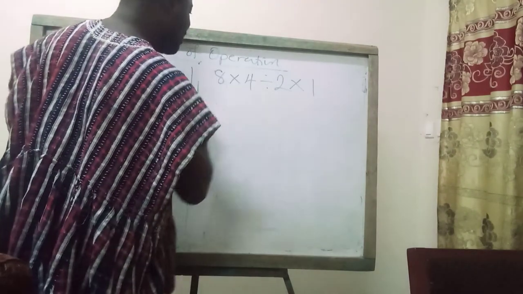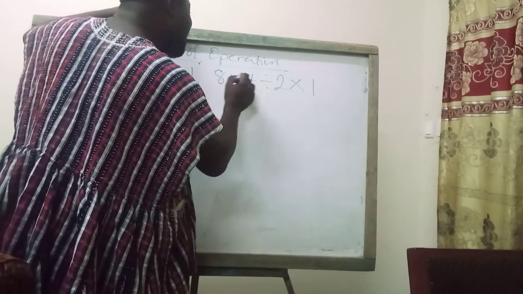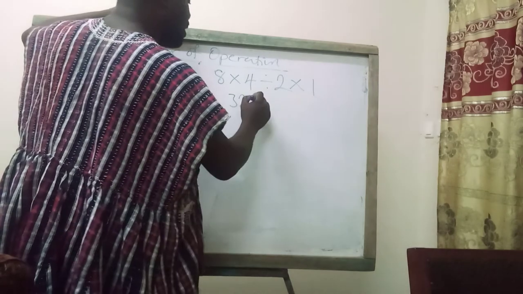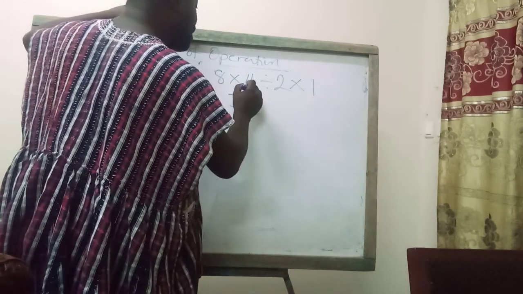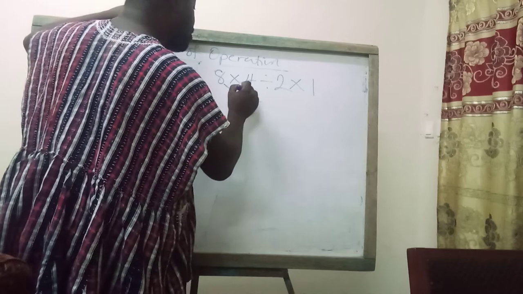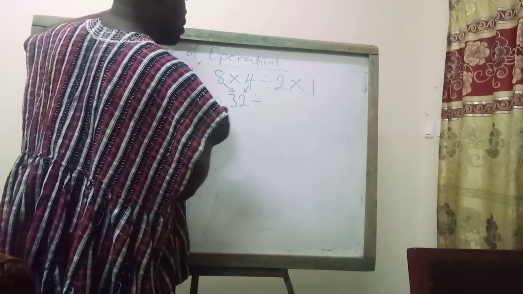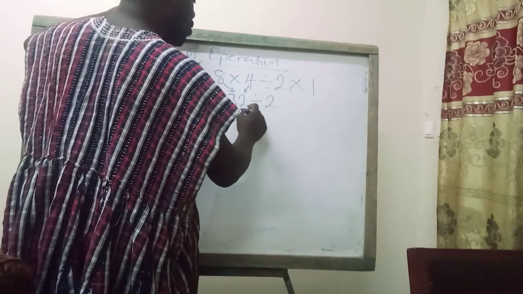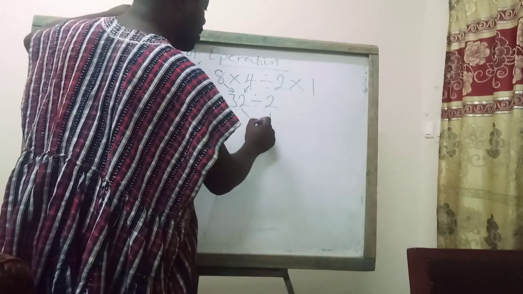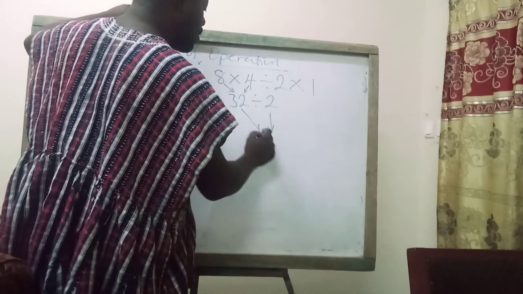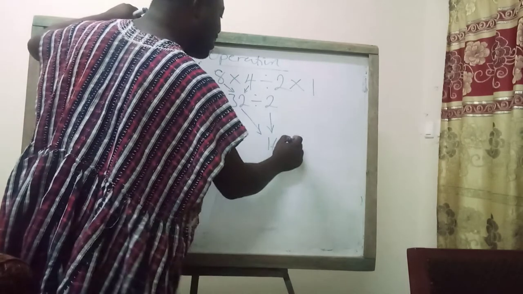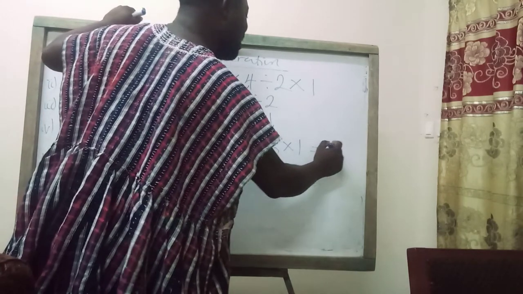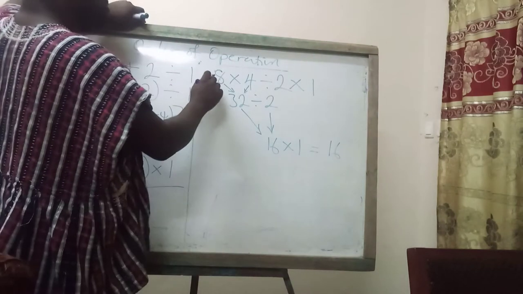Look at it again. 8 times 4, 32. Divide that 32 by 2. What do we get? We get 16 times 1, and we get 16.